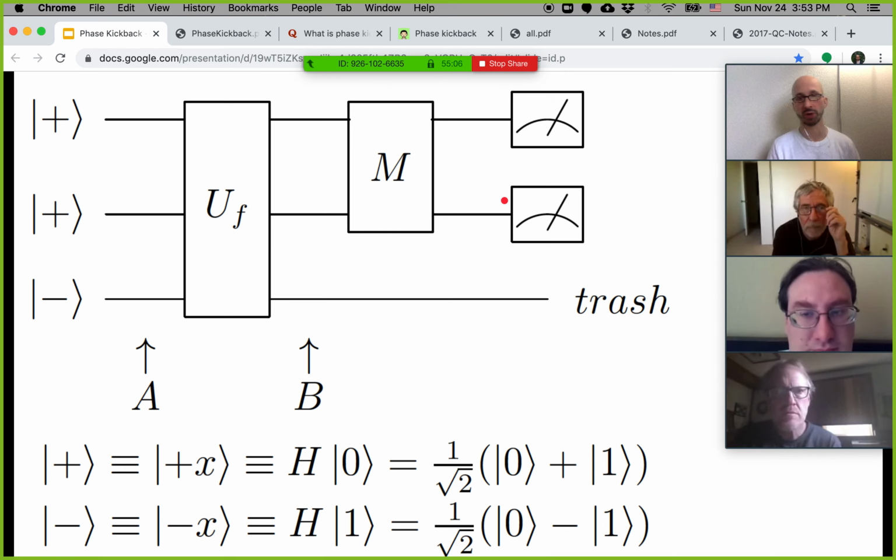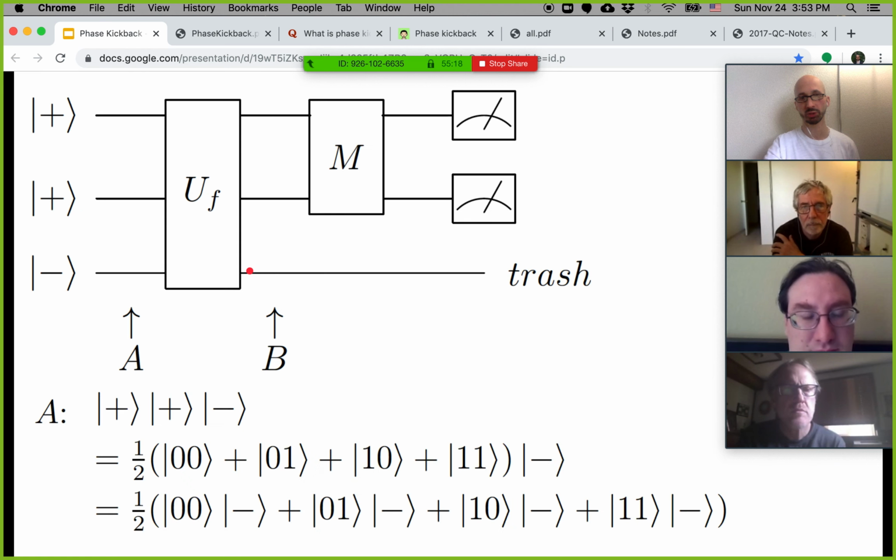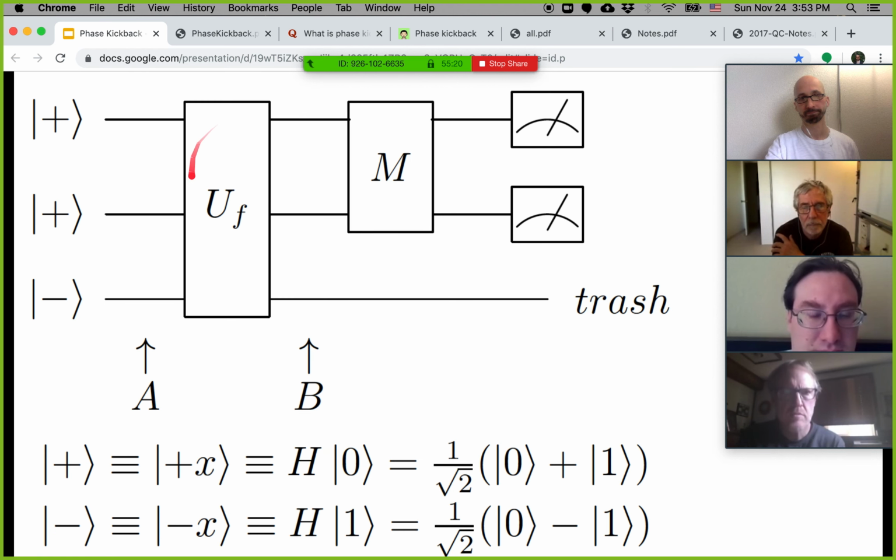So everyone good so far? So this is a hard-coded matrix. It's always the same. But UF is given to Bob by Alice. And so the target qubit is just ignored. Well, it won't change, by the way. It will be just minus, ket minus.